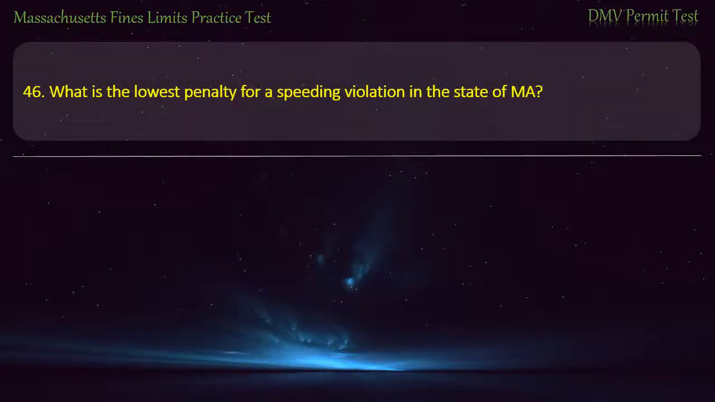Question 46. What is the lowest penalty for a speeding violation in the state of MA? $105, $125, $25, $50. Answer: $105.